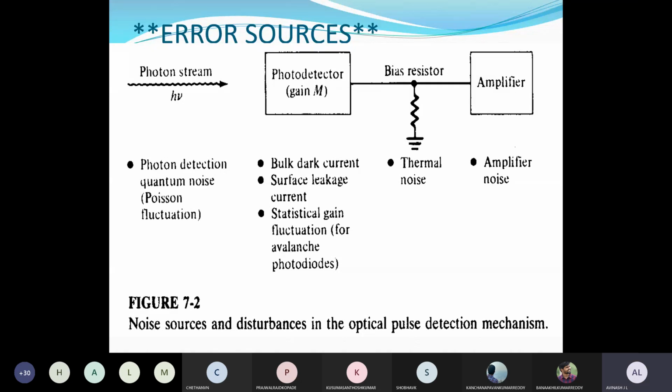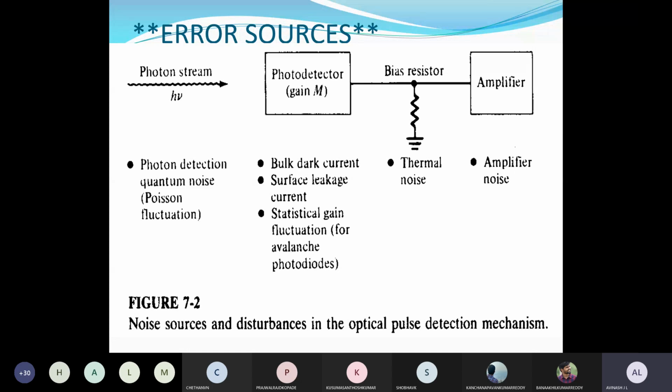So later, at the amplifier stage, what are the different kinds of noise which may occur? In an amplifier, normally amplifier noise is going to happen. This particular amplifier noise is about the electrical amplifier we are talking about. So obviously, what are the noises associated with electrical amplifiers? The same thing is also there. Okay, so these are the different kinds of error sources or noise sources.